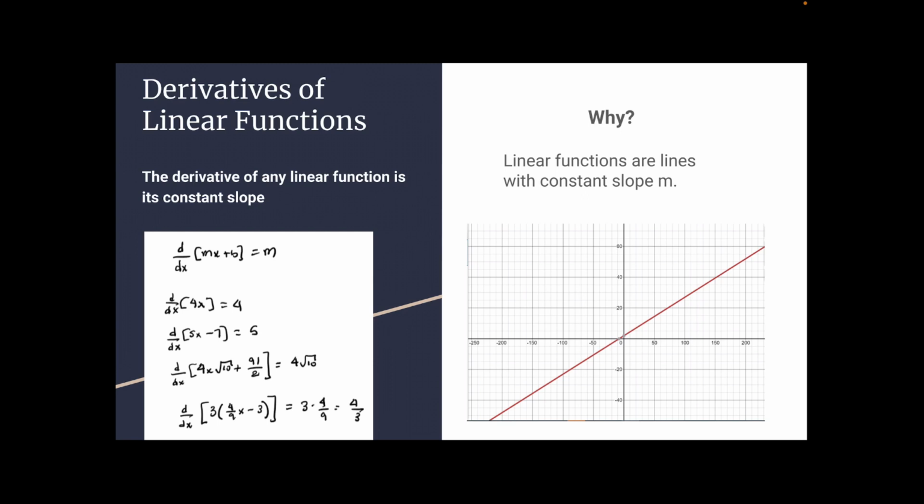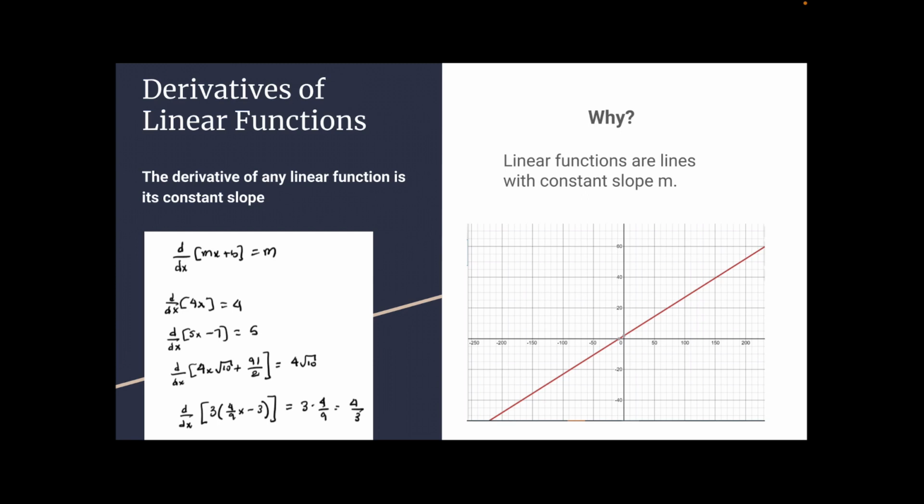So for instance, the derivative of mx plus b is just m, its slope. The derivative of 4x is 4. The derivative of 5x minus 7 is 5. The next one has a slope of 4 square root of 10, so its derivative is just 4 square root of 10. The next one, its slope is 3 times 4 over 9, which is 4 over 3.